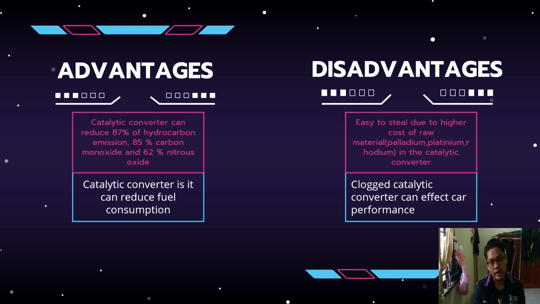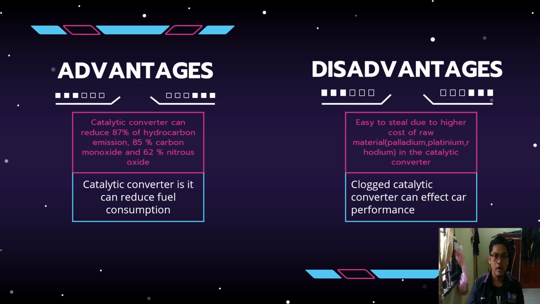Okay. The next disadvantage is that when the catalytic converter is clogged, it will drop the vehicle performance because the exhaust gas cannot flow through, as the clog at the catalytic converter blocks the flow of the exhaust gas.